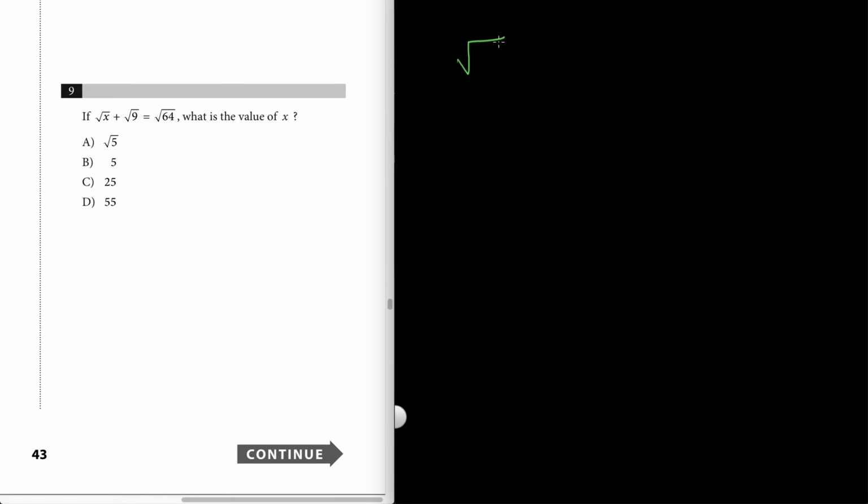We have the square root of x plus the square root of 9 is equal to the square root of 64. What is the value of x? Okay, so our goal is to solve for x, right? One thing I noticed here is they were pretty nice with this problem. They gave us nice square roots that we can simply write as integers. The square root of 9 is just 3, so I'm going to rewrite this. The square root of x plus 3 is equal to, the square root of 64 is just 8.